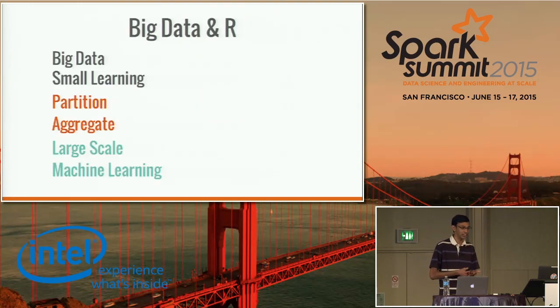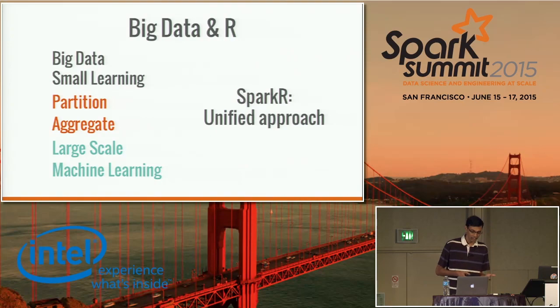So just to summarize, the 3 different patterns that we see for doing big data analysis from R are: big data, small learning, where you have a large amount of data but a small statistical analysis problem; partition-aggregate workflows; and also large-scale machine learning. And so the goal of SparkR is to build a unified approach that lets us capture all of these workflows in the same system, so that based on your problem, you don't need to learn a new system in order to implement any of these things.